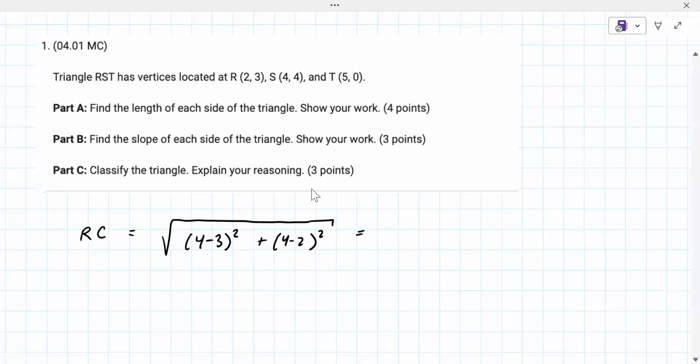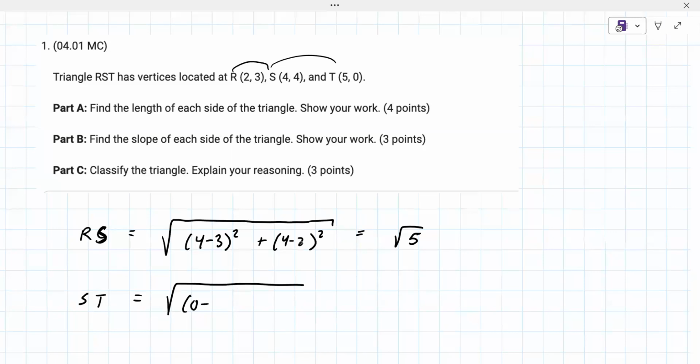Something like this. It's 1 squared plus 2 squared, that becomes the square root of 5. So that's side RS. I don't know why I said RC. Then you go S to T, just going in the order given. I'm not even drawing it. It's the same thing here: the square root of (0 minus 4) squared plus (5 minus 4) squared, so that's 4 squared plus 1 squared, the square root of 17.